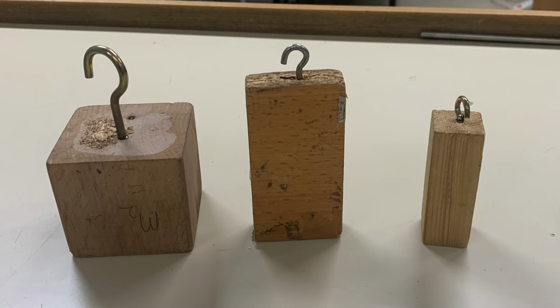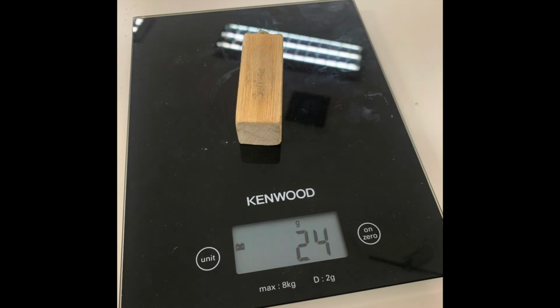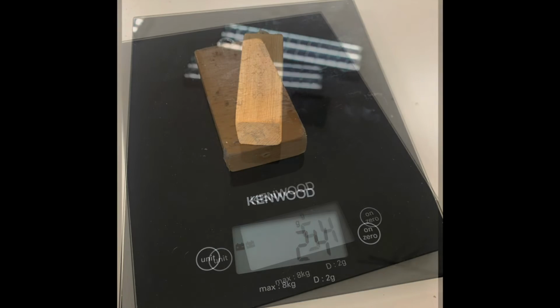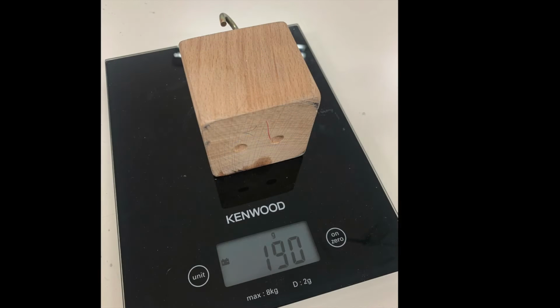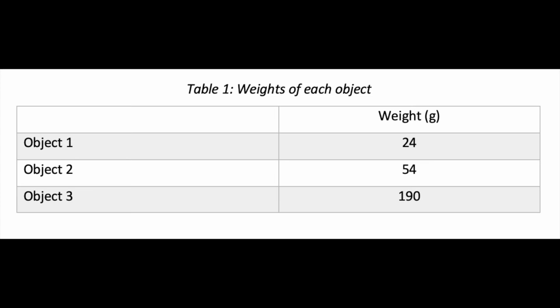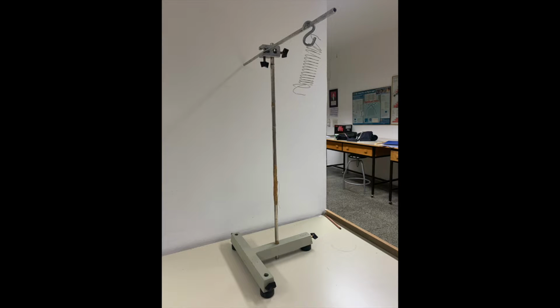There are three different masses that will be used. They all are measured with a scale and their weights are 24 grams, 54 grams, and 190 grams. This is the setup of my experiment. There is a setup to hang the spring and a spring with a coefficient of 5 newtons.